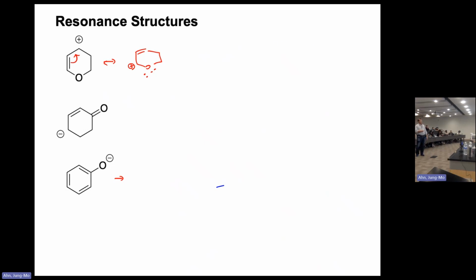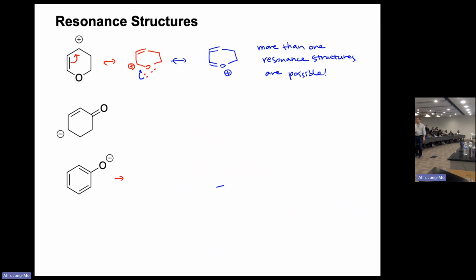Why this is not the only thing here, because there's a positive charge next to an oxygen. You can draw another resonance structure. In total, 2 resonance structures possible in this example. It's not always one, right? Electrons can be moved down here, then these electrons of oxygen can move in here, make another resonance structure. The total number of resonance structures in this case, 2.